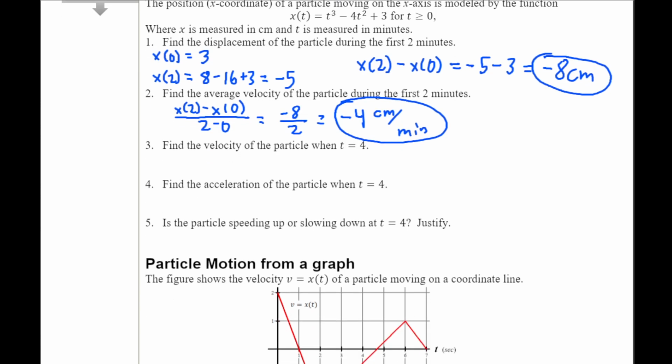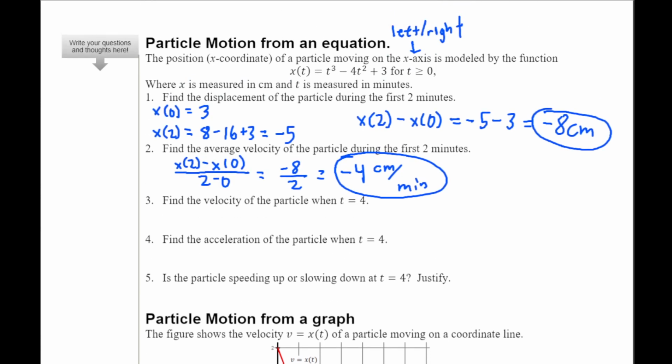Find the velocity of the particle when t is equal to 4. Velocity is equal to the derivative of the position function. The derivative of x of t here is 3t squared minus 8t, and then v of 4, or x prime of 4, you just plug in the 4: 3 times 4 squared, which is 16, minus 8 times 4, which is 32. That gets you 16 centimeters per minute. So the velocity of the particle at t equals 4 is 16 centimeters per minute.